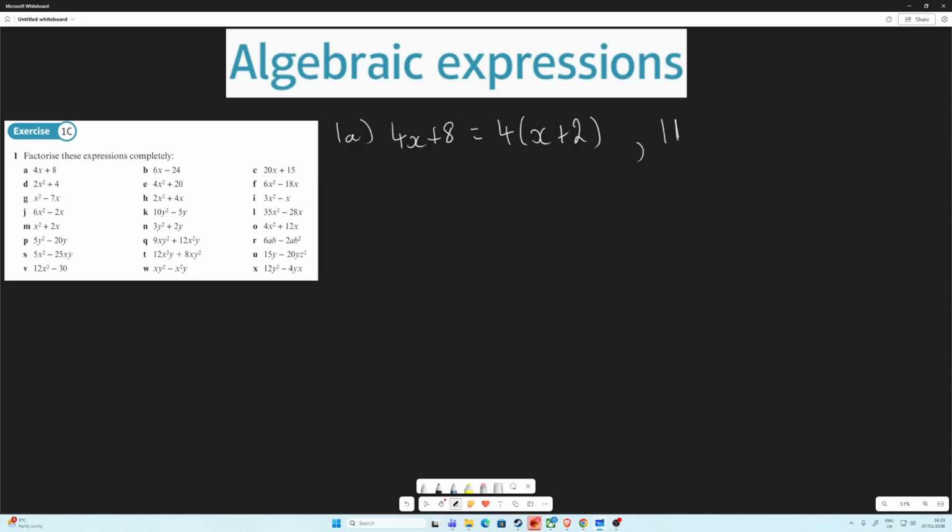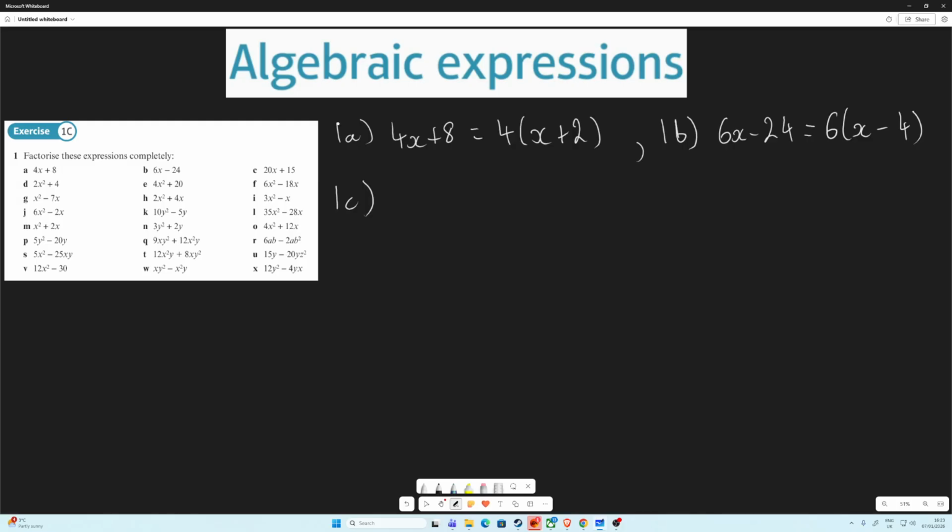1b, 6x minus 24. This time the largest common factor to both of these numbers is, it's even 6 actually. 6 into x minus 4.